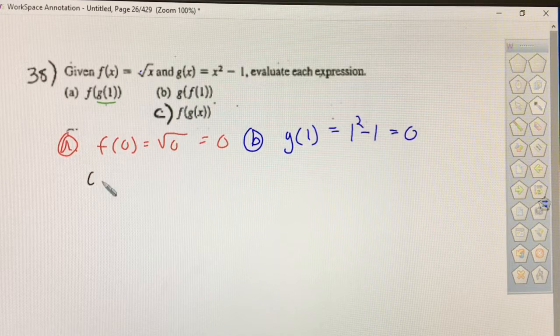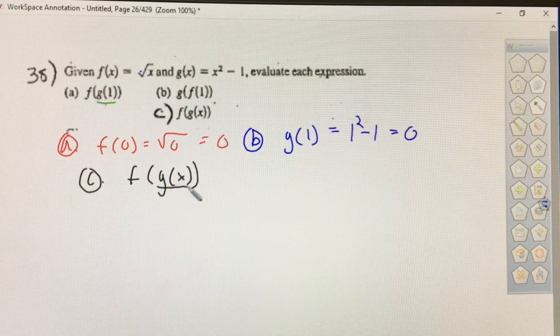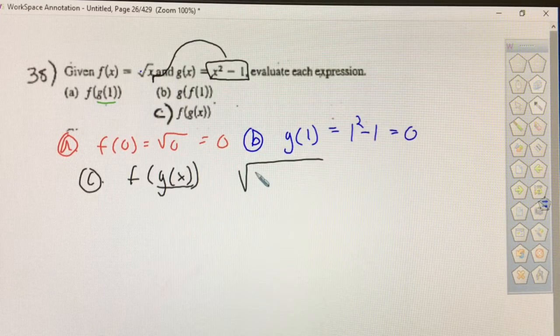And then part C, f of g of x, they want me to do g into f, is what that means. So I'm going to take g, this value, and plug it in to that function. So I have the big square root, and what gets plugged into the square root is g, x squared minus 1. And that's it. Can't really evaluate it, you plug it in.